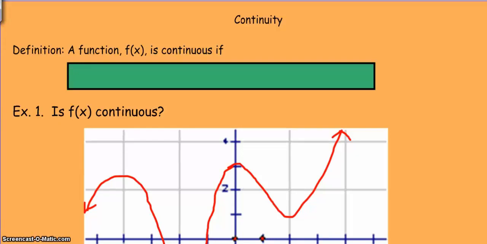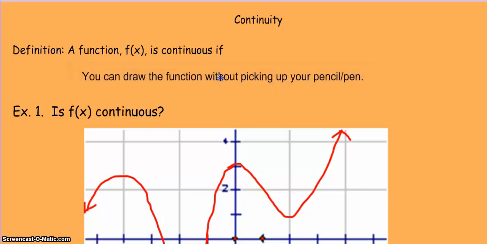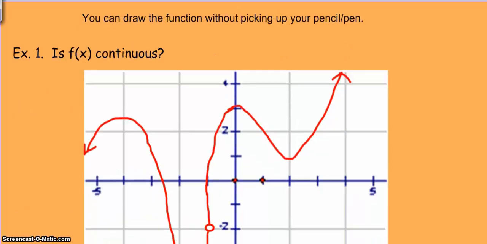Hello everybody, we're going to be talking about continuity in this video. So a function that is continuous is a function that you can draw without picking up your pen or pencil. So based on that definition, we're going to look at the graph below.